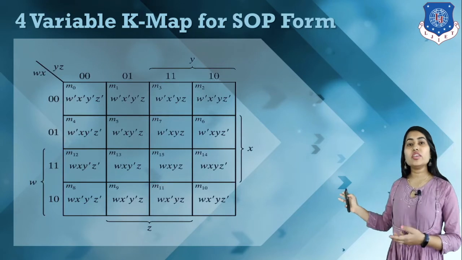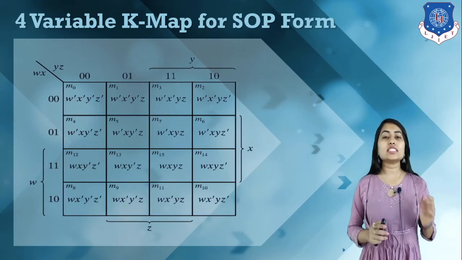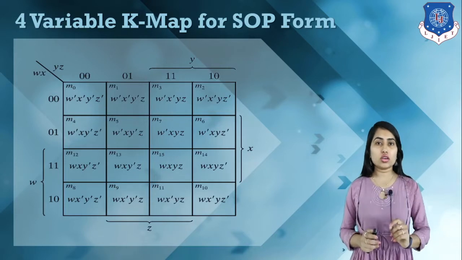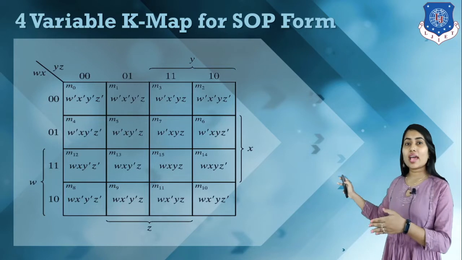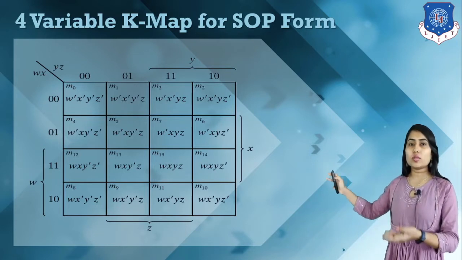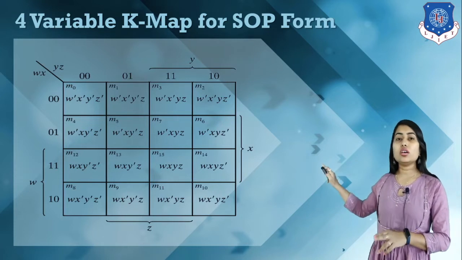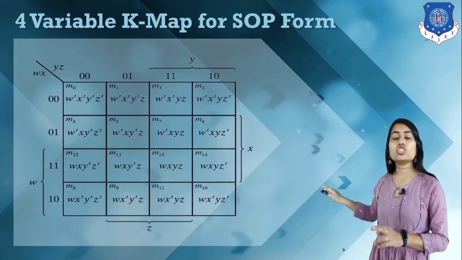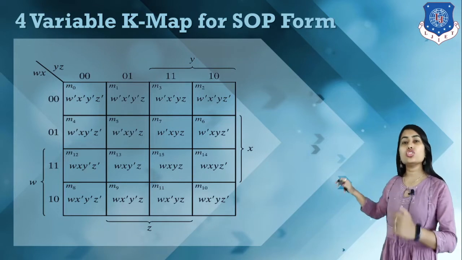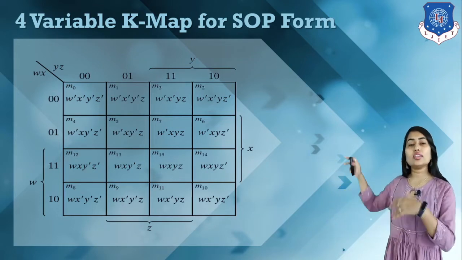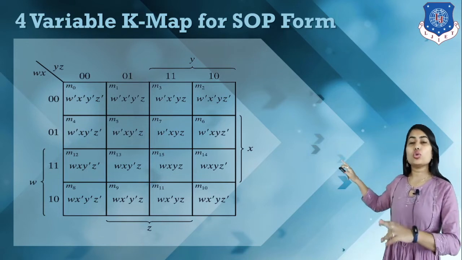Here we have this 4 variable K-map. We have 4 variables, that is w, x, y, z. We write 2 variables here, w, x, and y, z here. So here we have 4 conditions: 0 0, 0 1, 1 1, 1 0. We write it like this: 0 0, 0 1, 1 1, 1 0. And for y, z we also write like this: 0 0, 0 1, 1 1, 1 0.